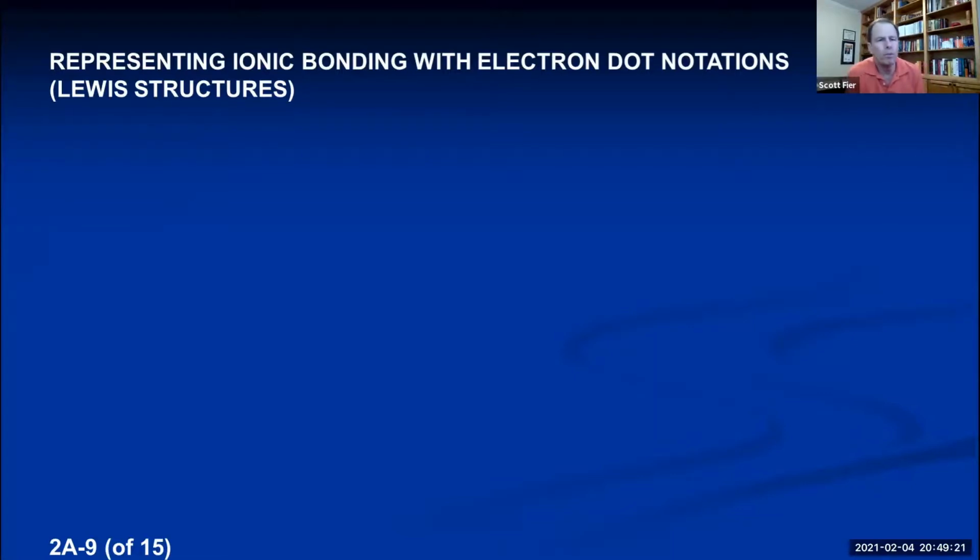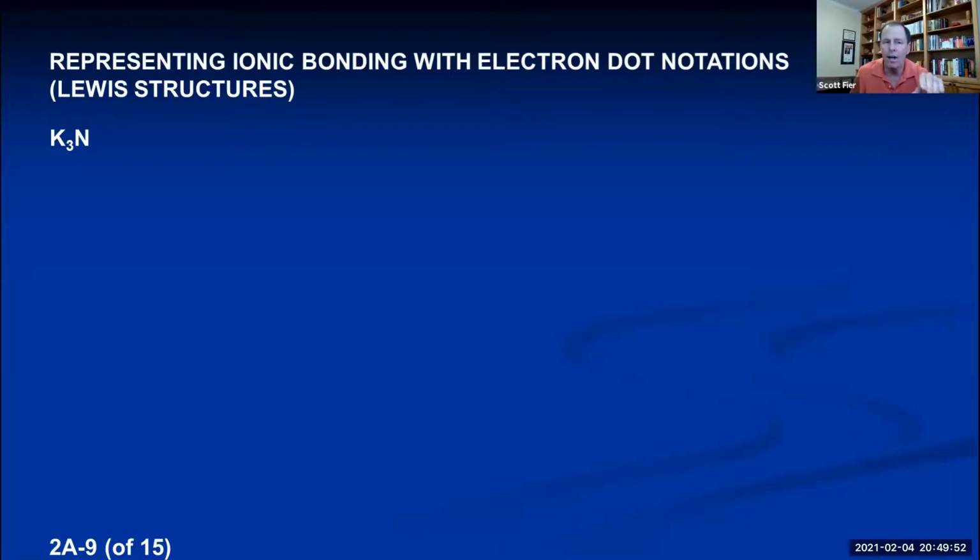So how do you represent ionic bonding with electron dot notations? Well, if I give you a compound that you would predict would have ionic bonding, we call that an ionic compound. How do you know if something has ionic bonding? Because the compound has metals and nonmetals in it. So this has potassium, which is a metal, and if you don't know these by heart, then you just have to look at the periodic table and go, oh, potassium's way over on the left, and then nitrogen's way over on the right, so that's a metal with a nonmetal.